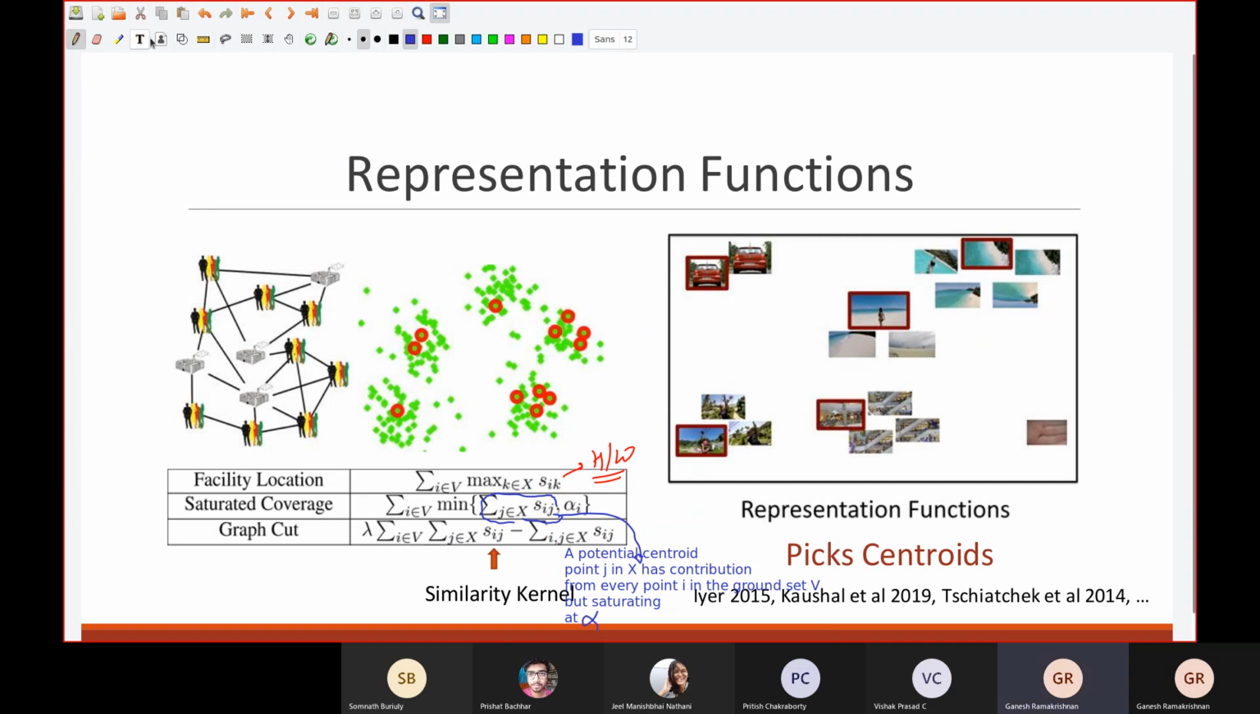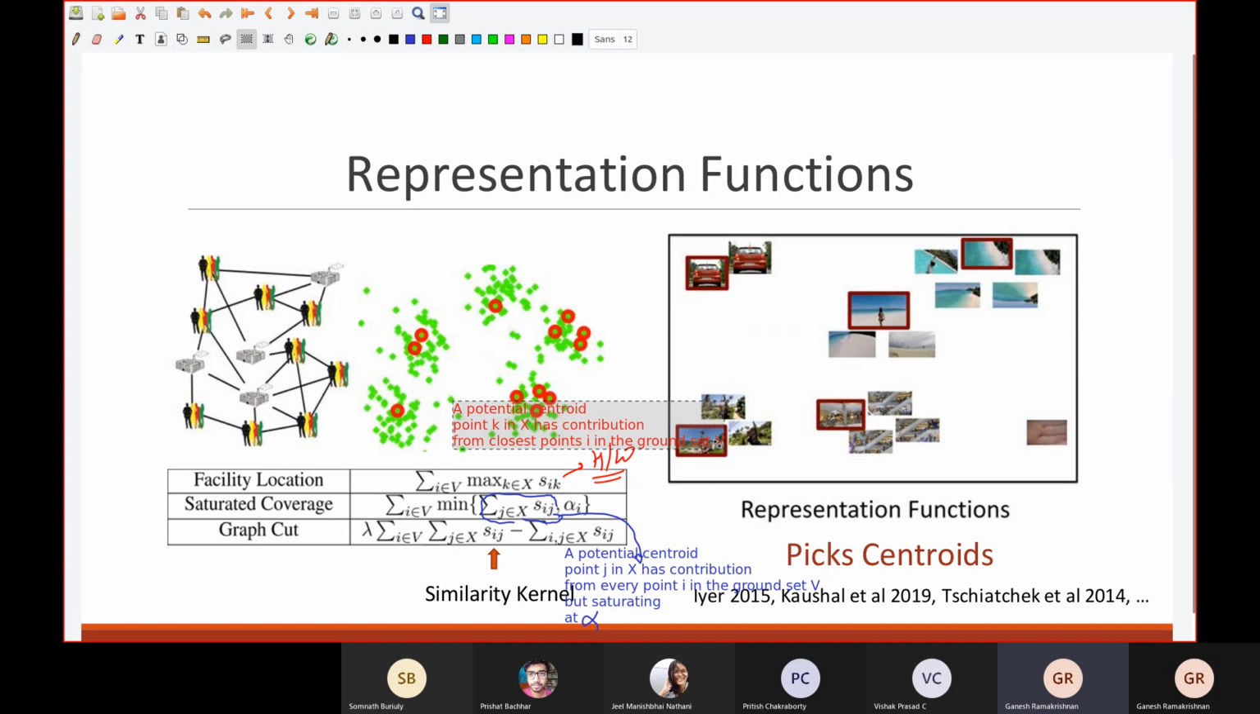Whereas facility location, you would have a potential centroid point J, or K in this case, right? You look at basically only those points which are closest to it. Okay, this distinction will be helpful to keep note. So what happens here is a potential centroid point K in X has contribution from closest points, right? But there's no saturating required because it's just the closest points. Is this clear that this was a difference?